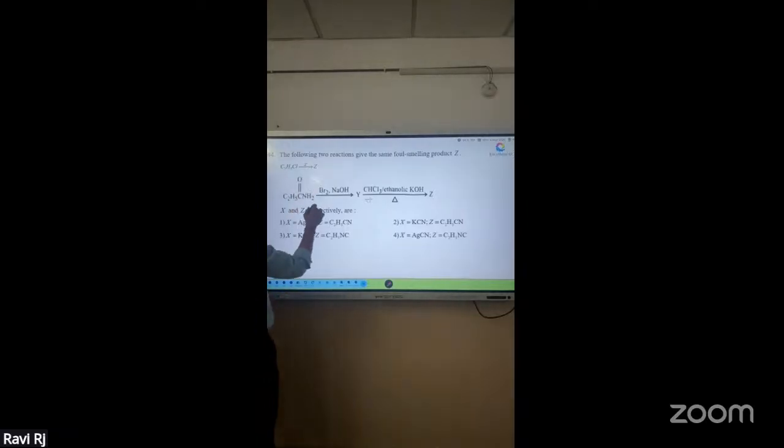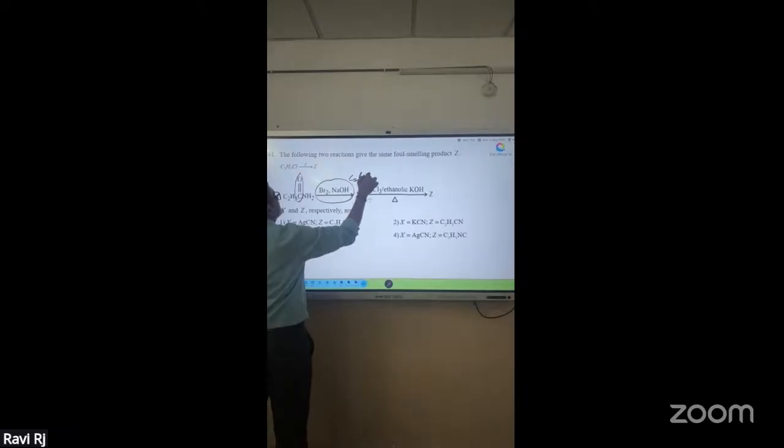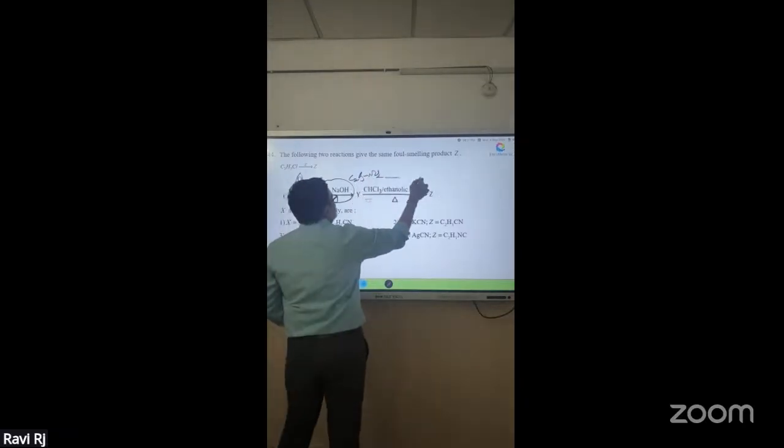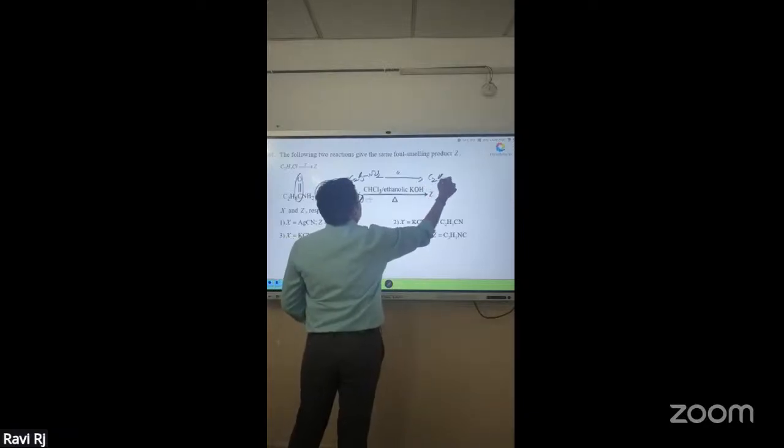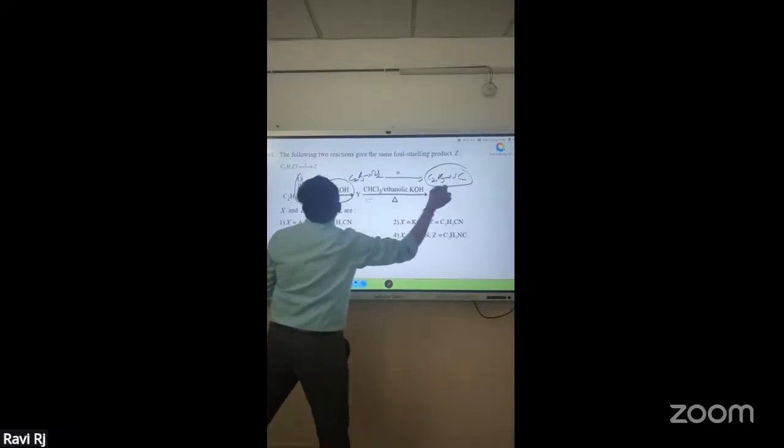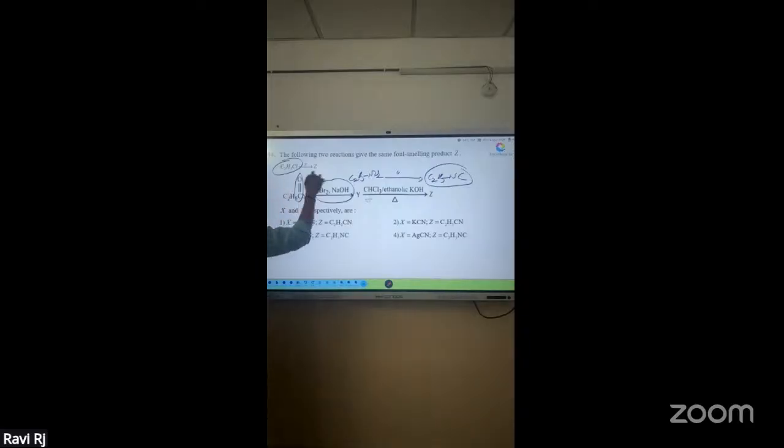C2H5Cl you want to convert into Z, and how would you get Z? This is Hoffmann bromamide reaction where Y is C2H5NH2. Then the carbylamine, isocyanide test, where you will be getting NC. So you want isocyanide. Do you know how you get isocyanide from ethyl chloride? By treating it with what? Silver cyanide, but not potassium cyanide. So you have to take silver cyanide and you will get isocyanide.